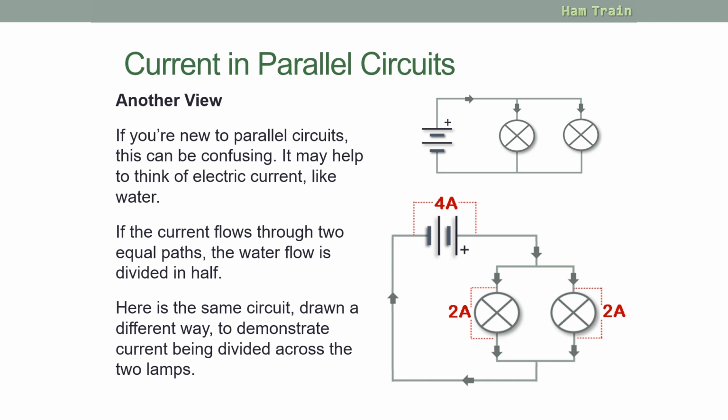If you think about it as water coming down a pipe, half goes that way, half goes that way. And of course, if this lamp was to fail, then suddenly there's only one path and all of the current would go through the remaining lamp. Hopefully that makes sense. If not, watch it again and hopefully you'll get it.